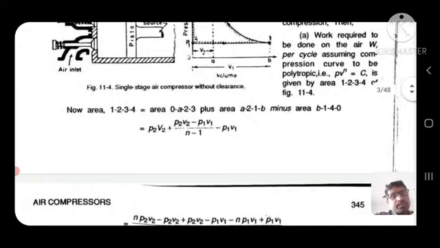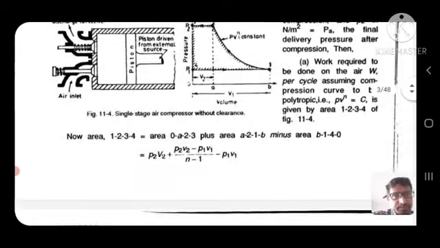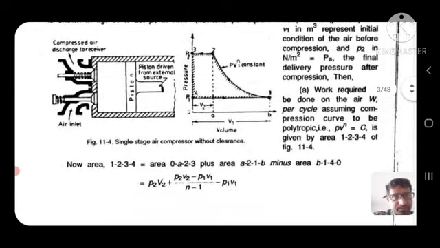Now area 1, 2, 3, 4 is equal to area 0A23 plus area 2, 1B, minus area B140. Actually, the work done in the polytropic process is (P2 V2 minus P1 V1) divided by (n minus 1), plus P2 V2 minus P1 V1.